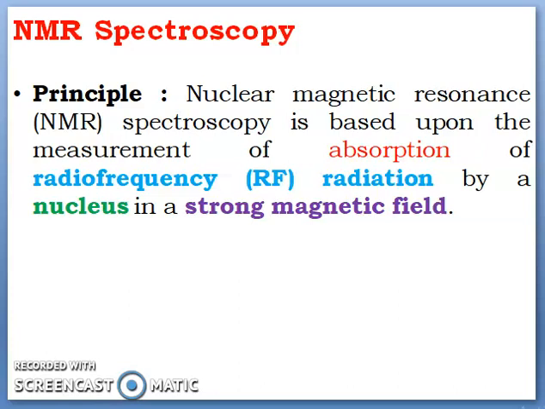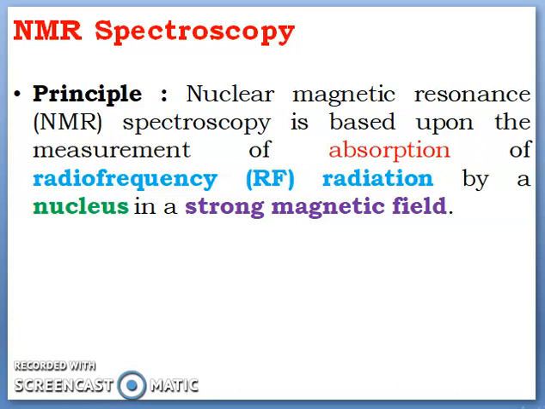NMR spectroscopy is based on the measurement of absorption of radio frequency radiation by a nucleus in a strong magnetic field. Very simple principle. Magnetic fields are used to create energy levels because in the nucleus we don't have low energy and high energy levels. Radio frequency radiation is the electromagnetic radiation. Nucleus is the matter. Magnetic fields are used to split or to create energy levels. This is an example of absorption spectroscopy.